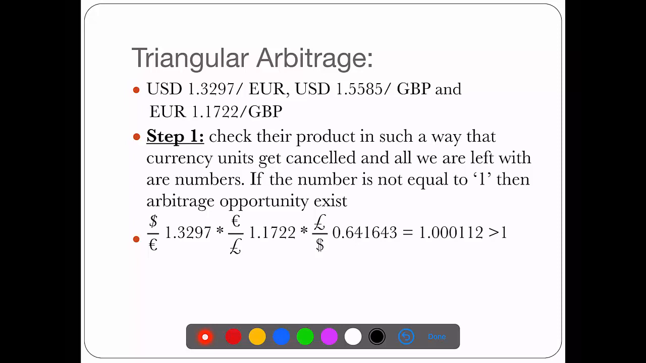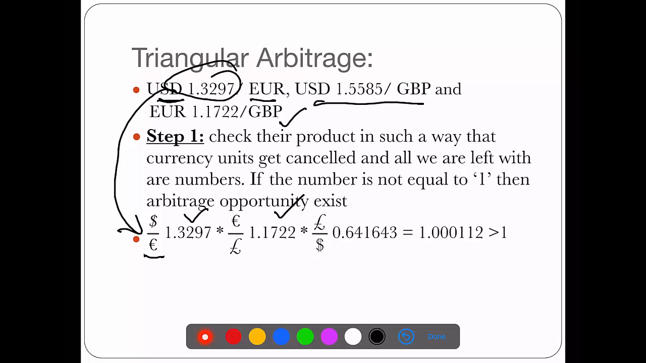Now, if these are the three rates between US dollar and euro, US dollar and Great Britain pound, and euro and Great Britain pound, then step one is to always take their product, in such a way that all the currency units cancel each other, and check what the product number is. So dollars, because the dollar was in the numerator and the euro was in the denominator, and then 1.3297. This 1.1722 is for this rate.